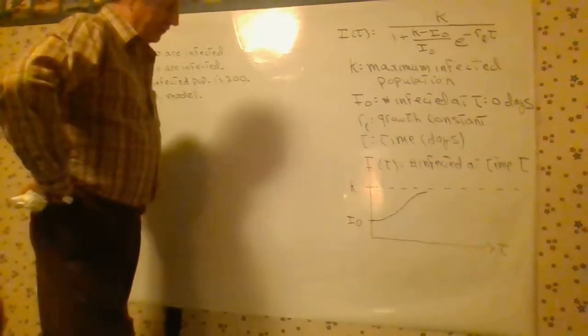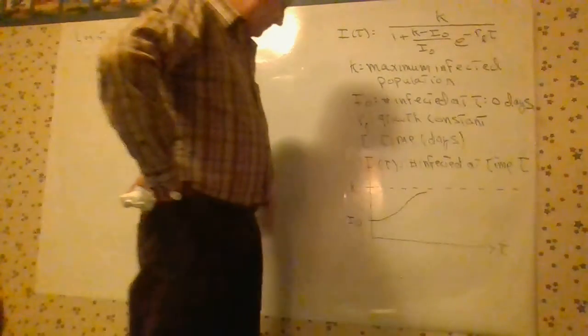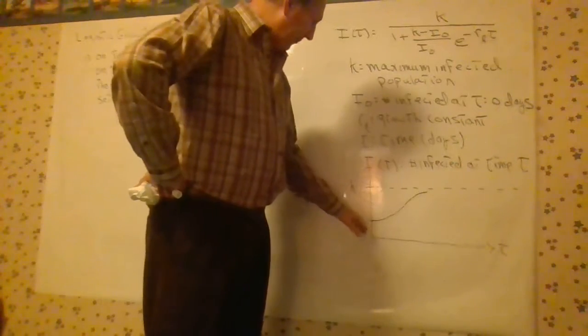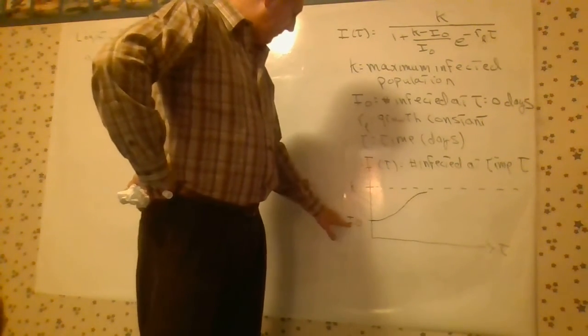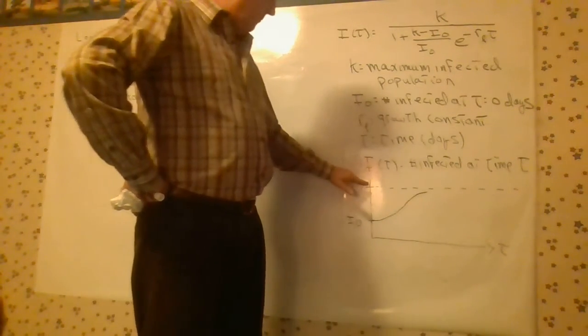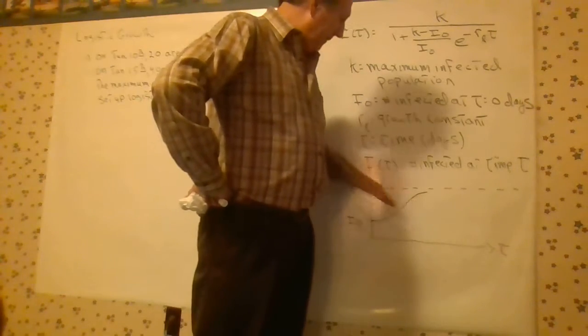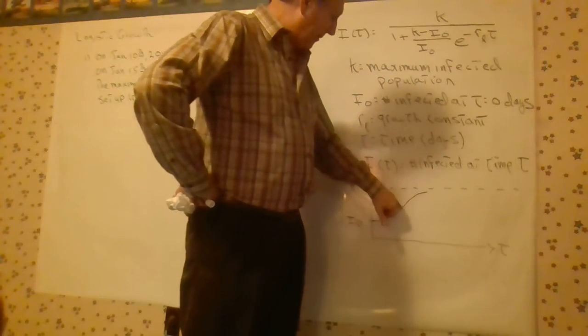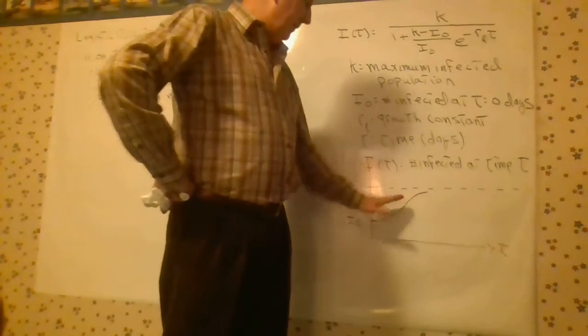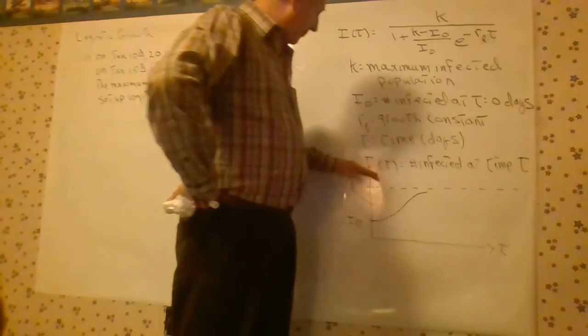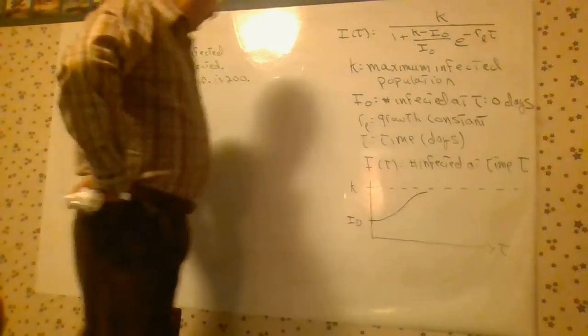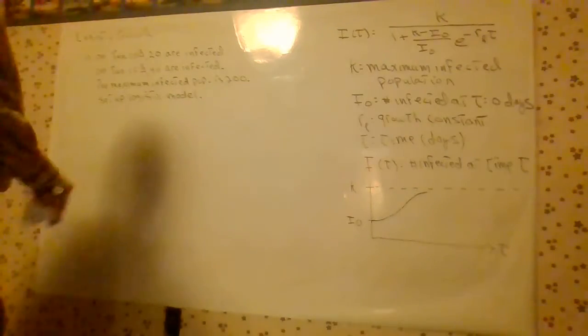This gives us what's sometimes called an S-curve. We start at t equals 0 with initial infection number I0, there's a maximum, and it escalates. It reaches what's called an inflection point right here, and then it levels off. It never surpasses the maximum number infected.